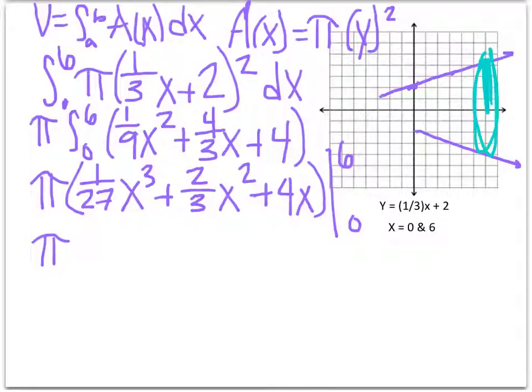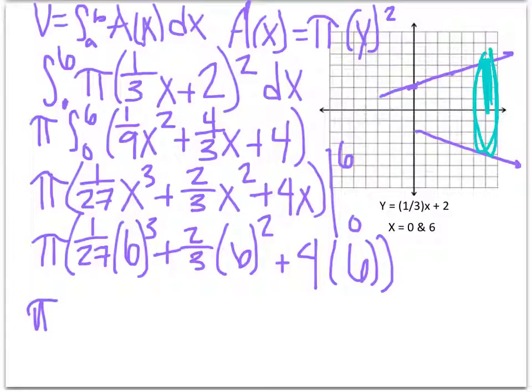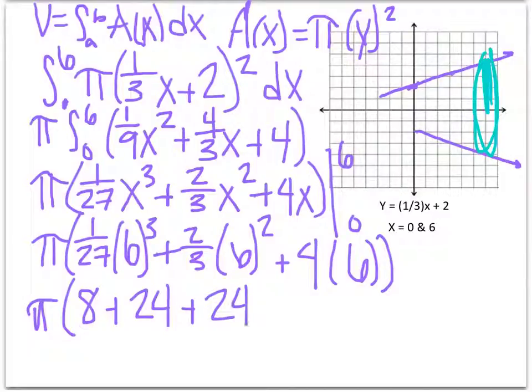But for the 6, here's the 1/27 times 6 cubed plus 2/3 times 6 squared plus 4 times 6. And so there's that. We get pi times the first section equals 8, then the second section equals 24, and this third section equals 24 again.